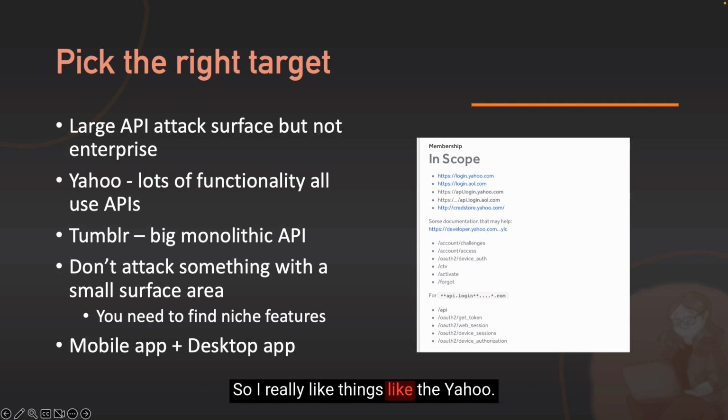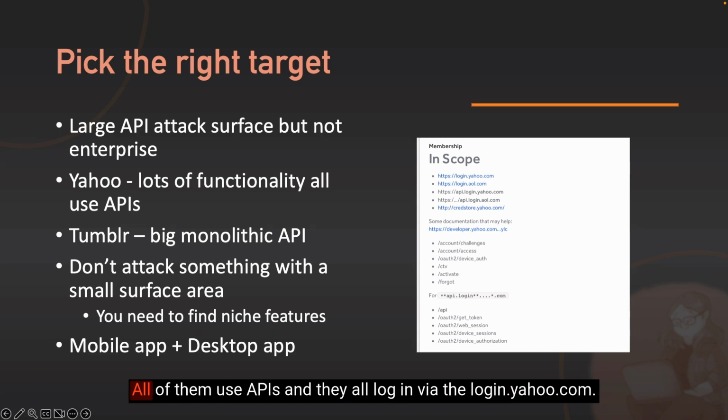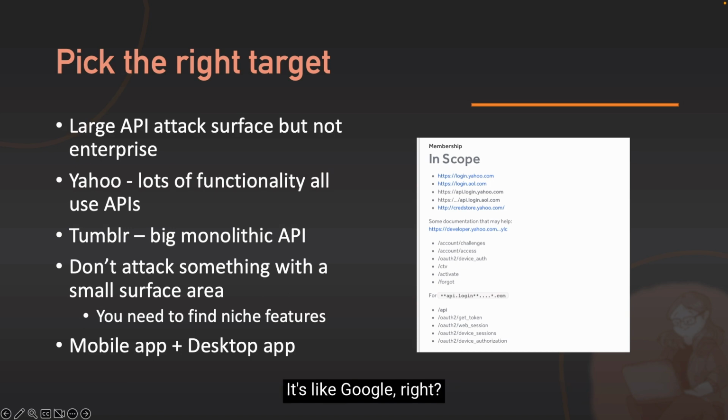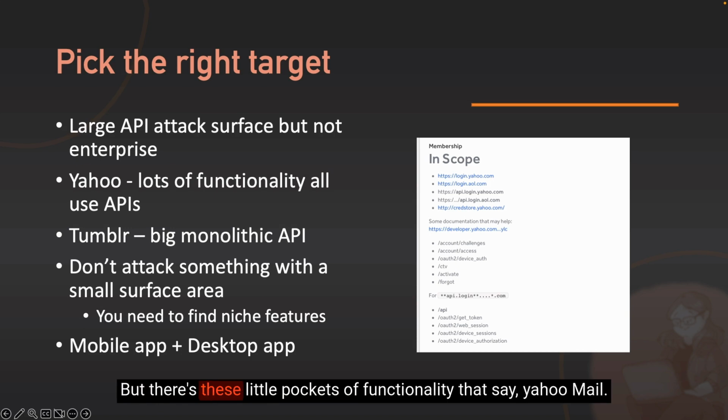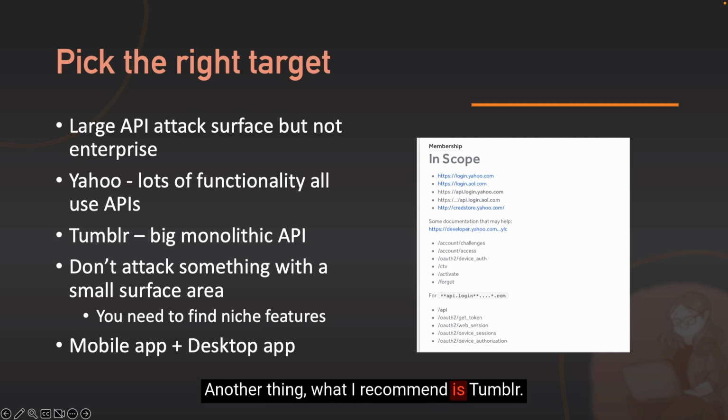So I really like things like Yahoo. Yahoo has a bunch of these little mini applications. All of them use APIs and they all log in via login.yahoo.com. It's like Google, right? But there's these little pockets of functionality, say Yahoo Mail. That's got a mail API. So you could experiment with a kind of limited API, but you're still taking in that whole idea of the big attack surface that exists when you start to include things like their news articles or whatever. Another one I recommend is Tumblr.